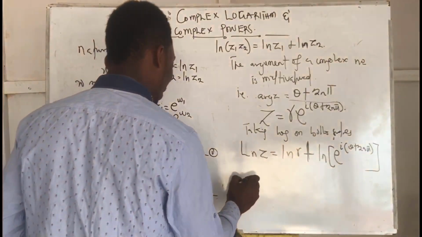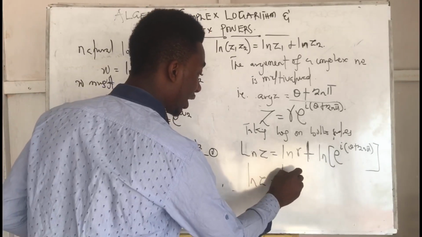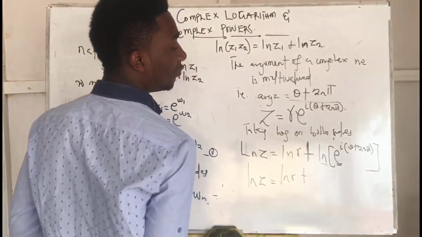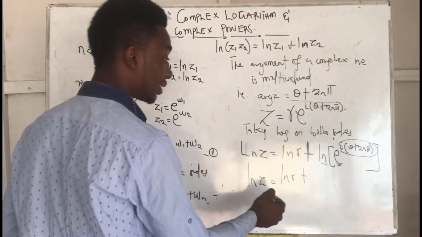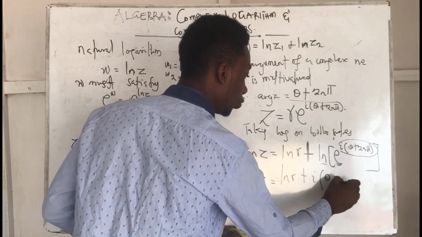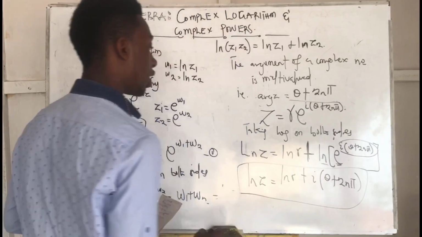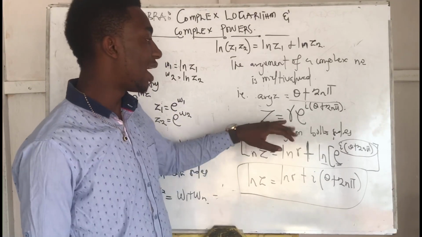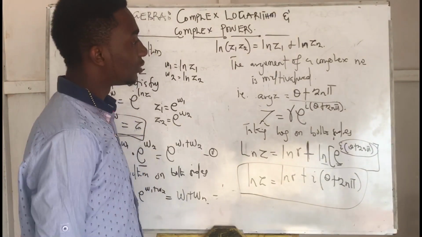Now to simplify this expression, you can have your log z, which is equal to what? Your log of r plus. Now since you have a log and an e, it means you already take what? The exponent. Are you getting it? You've already established that fact. So now it becomes i into bracket theta plus 2n pi. And this is how, when you take the logarithm on both sides of a complex number in its polar form, this is the expression that you are expected to get.